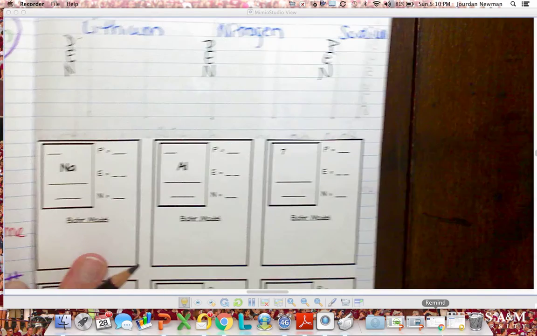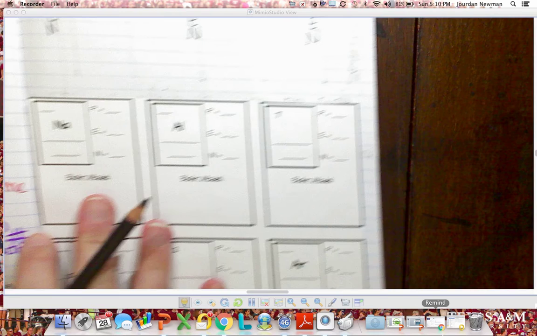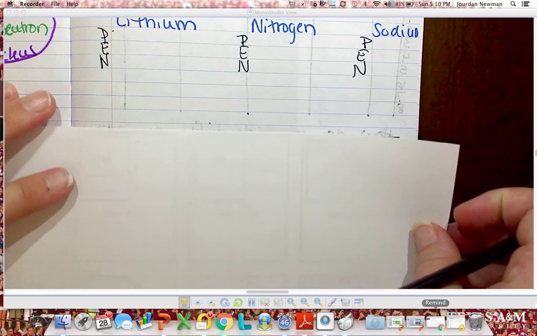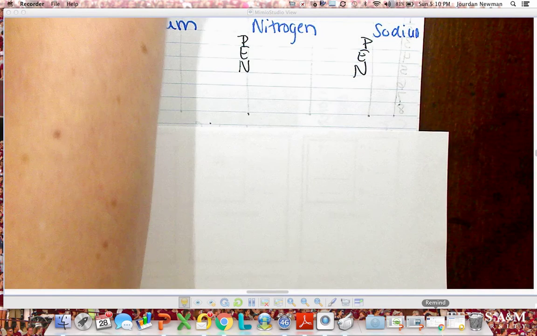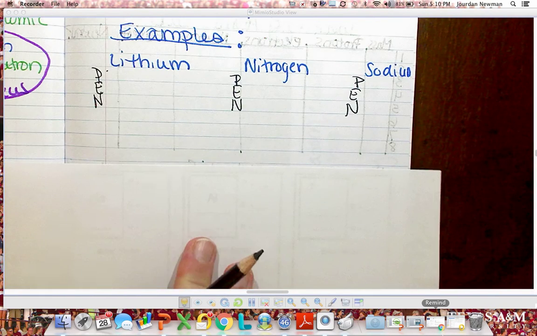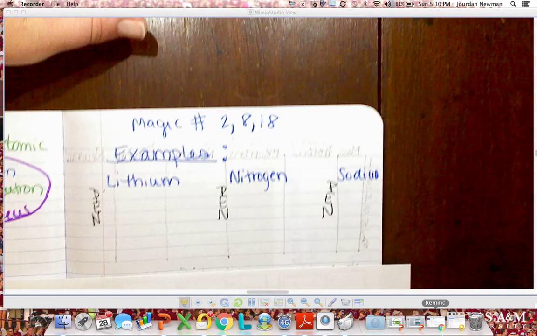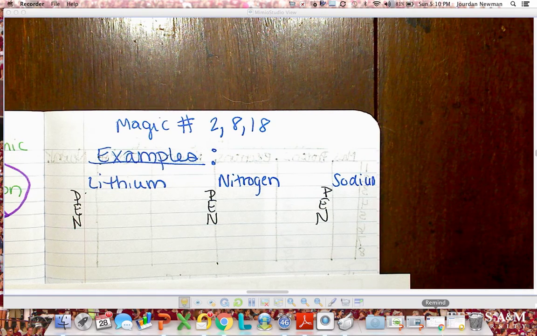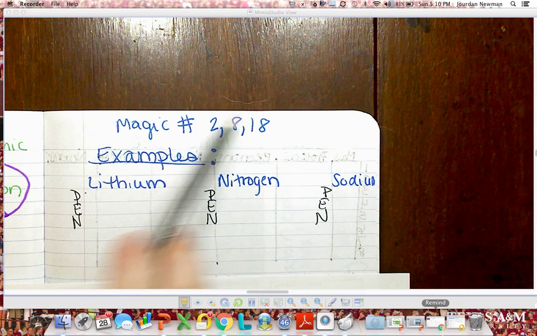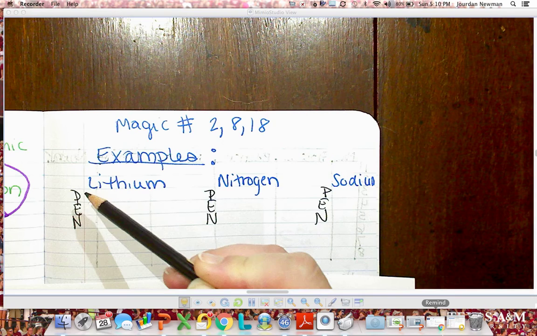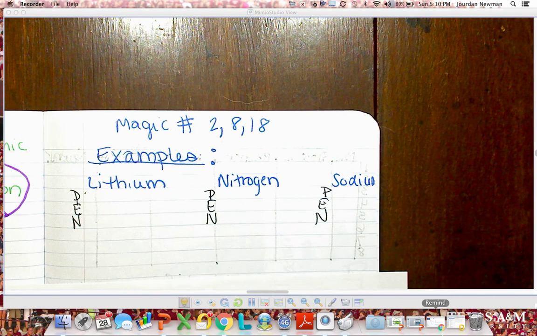Okay, so what we're going to do now is we're going to practice these 3 examples, finding their PEN numbers and also drawing them. I'll explain what this means here in just a second. Let's find our PEN number. Our PEN number is going to be our protons, our electrons, and our neutrons.